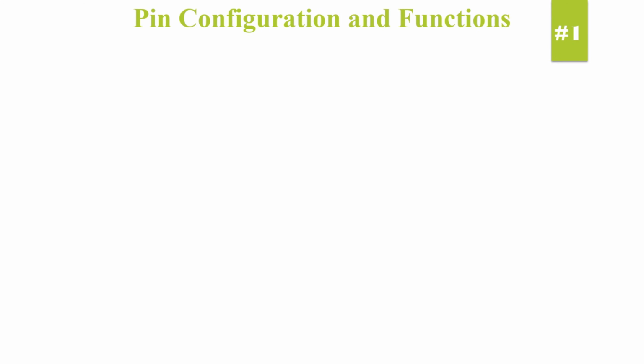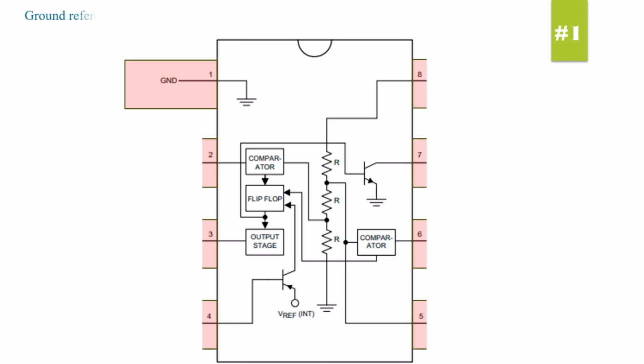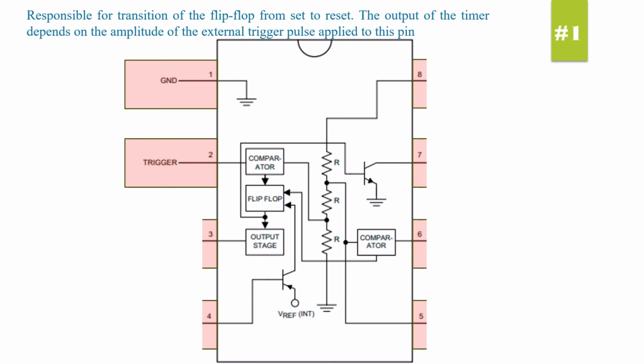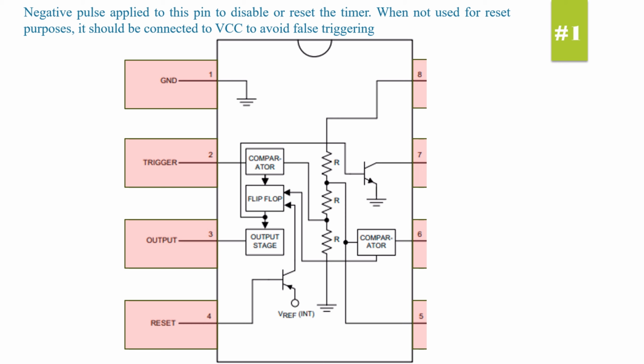Pin configuration and functions. The 555 IC has 8 pins, some are inputs, some are outputs, and some are both. 1 is ground pin. 2 is trigger pin, it is responsible for switching the flip-flop from reset to set. The output depends on the trigger pulse applied here. 3 is output pin, it delivers the timer's output waveform. 4 is reset pin, a negative pulse resets the timer. If not used, connect it to VCC to avoid false triggering.